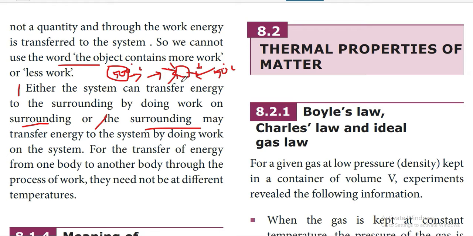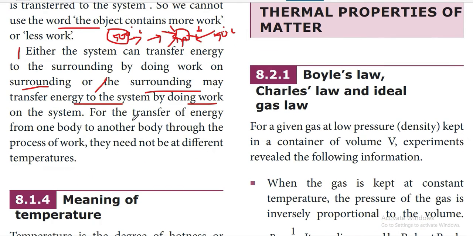Even when we place a car in a very hot condition, what will happen? Heat gets transferred from the surroundings to the car or any other object, and the temperature increases. The surroundings may transfer energy to the system by doing work on the system. For the transfer of energy from one body to another, they need to be at different temperatures.